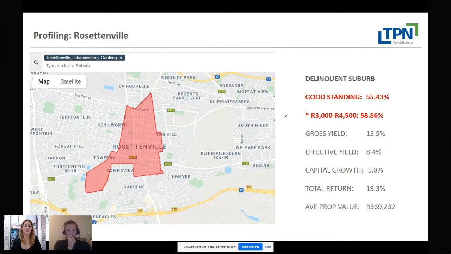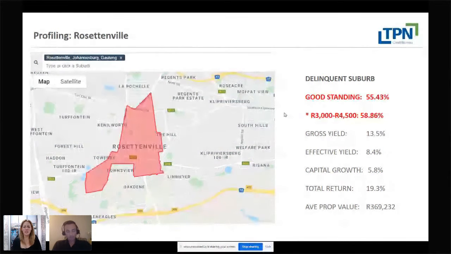So I have properties in Windsor East. Oh, my sweet soul. It's just as delinquent as Rosettenville is showing at the moment as well. And this is why I love these 300,000 Rand properties, because you can get 4,500 Rand rental for a 300,000 Rand property, which means that your gross yield is sitting at 17, 18%. And if you vet your tenant properly, you sit with 100% good standing. So I'm very particular. I'd rather my property stands vacant for a month than I put in a dodgy tenant.